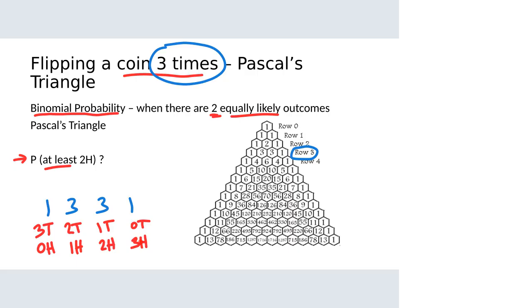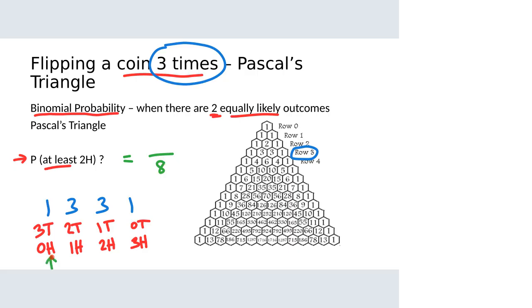This question said, what's the probability of getting at least 2 heads? Probability is always successes over outcomes. So I want my 8 outcomes in the bottom. I just need to figure out how many successes there are and put that in the numerator. All right, at least 2 heads.